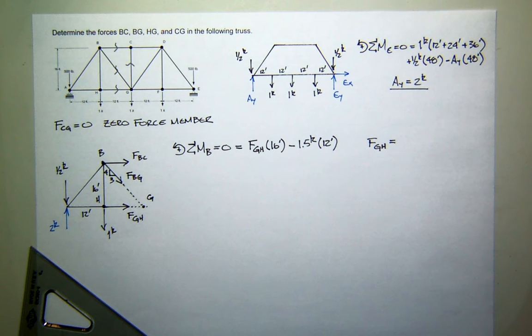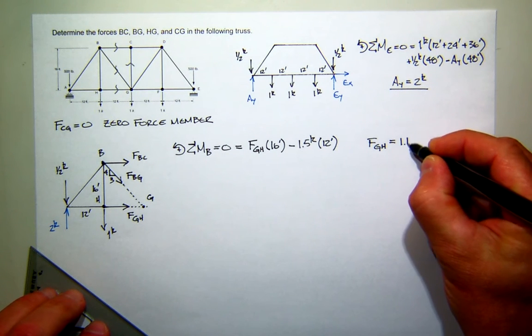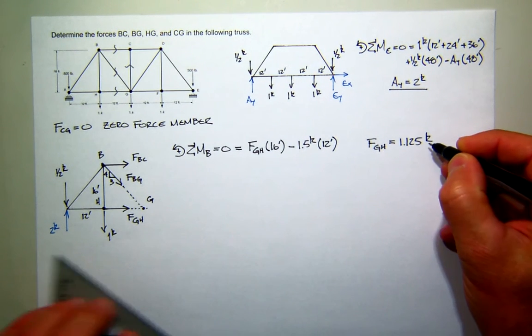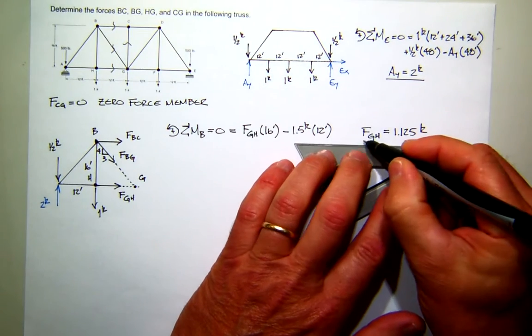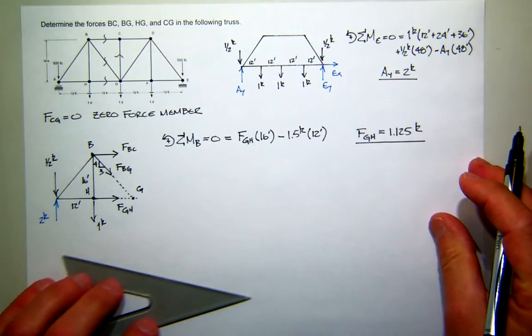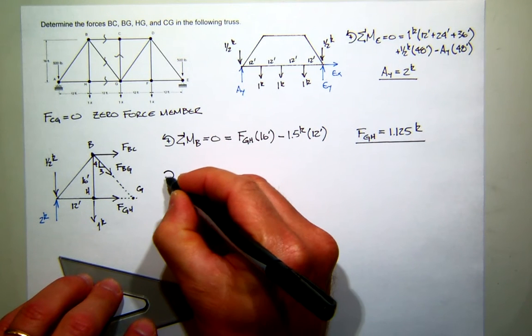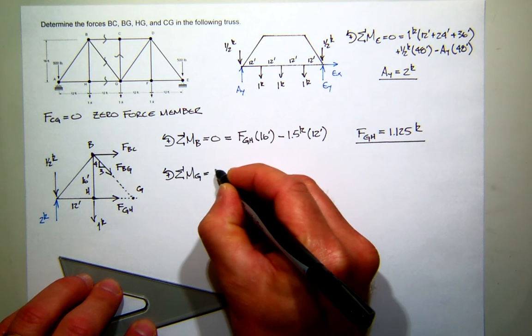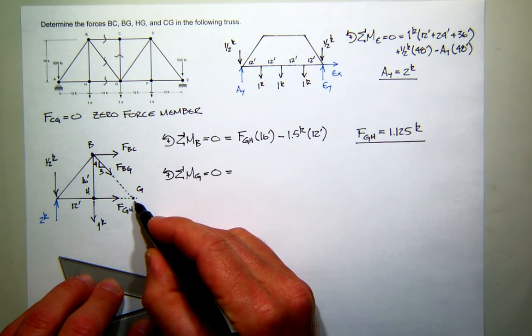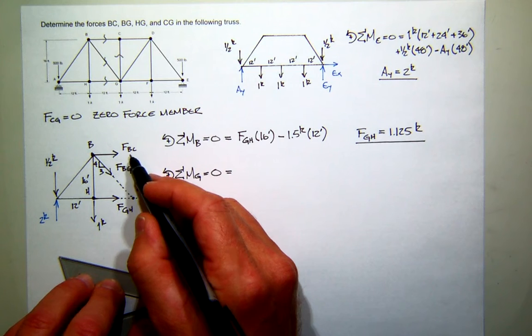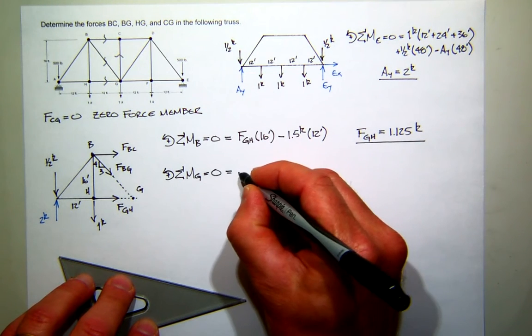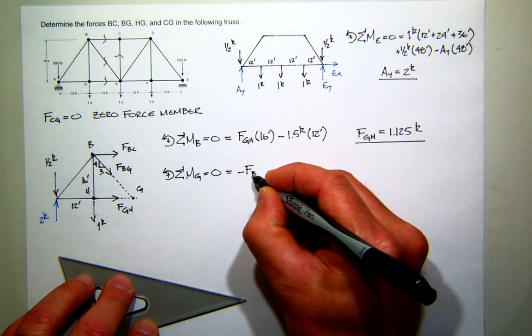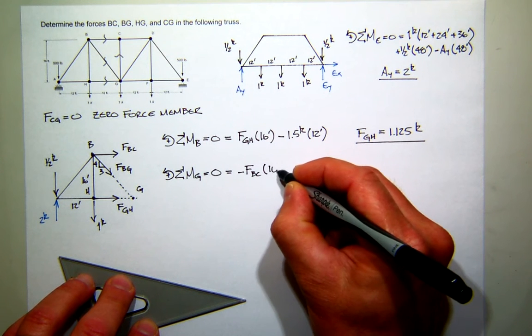And I have no idea what that number is going to be. Somebody help me. 1.125. Anybody else get that? That seems reasonable. So our second point we identified to sum moments was G, which is down here. So that leaves BC as the unknown, and that creates negative moment about G. It has a moment arm of the height of the structure, which is 16.